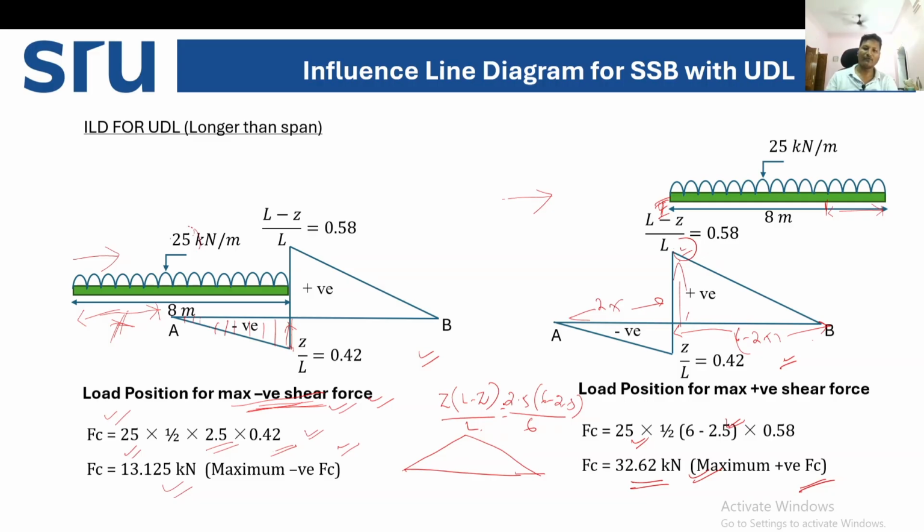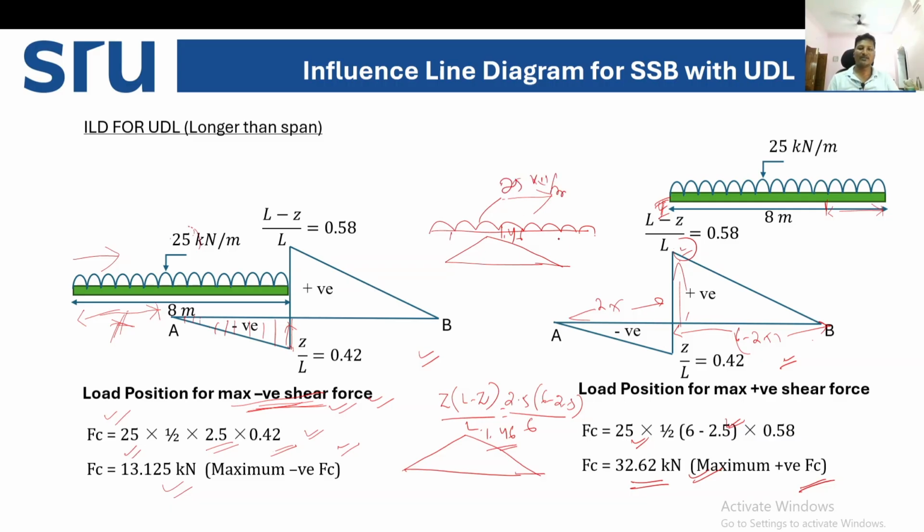This is 1.458, let's say 1.46. So on the ILD for bending moment diagram, this is 1.46, and we'll place the UDL over the entire ILD for bending moment, right, over the entire triangle. That is 25 kilonewton per meter.